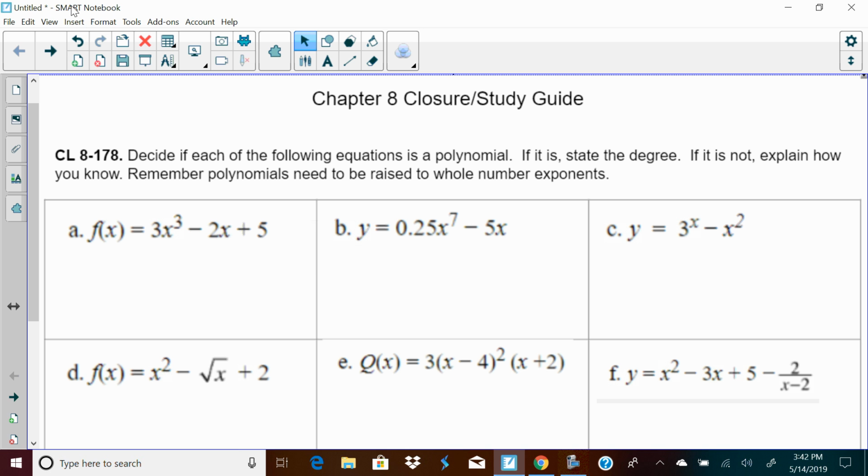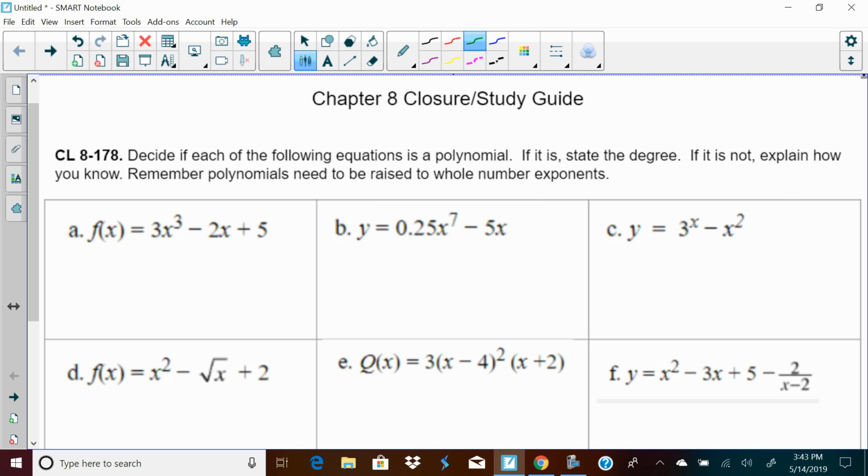Okay, here are the answers to the Chapter 8 closure/study guide. So the first section says decide if each of the following equations is a polynomial. If it is, state the degree. If it's not, explain how you know. Remember, polynomials need to be raised to a whole number exponent.